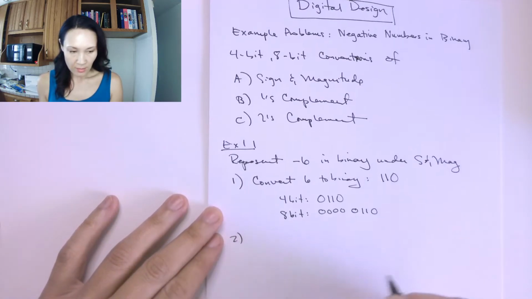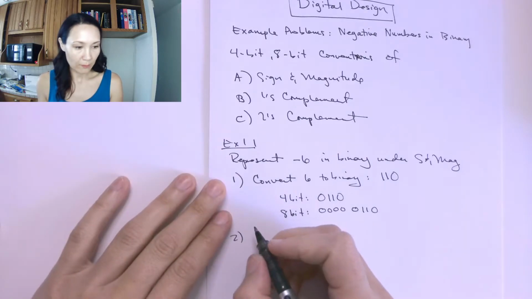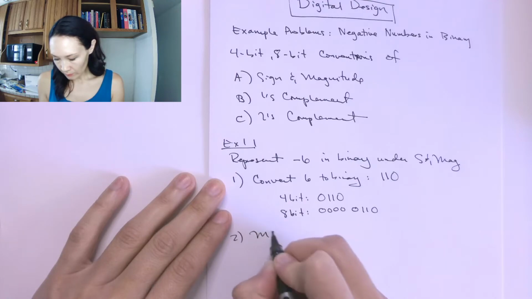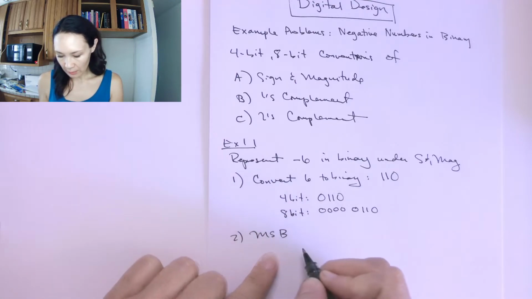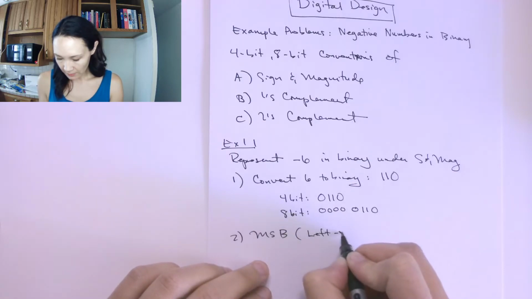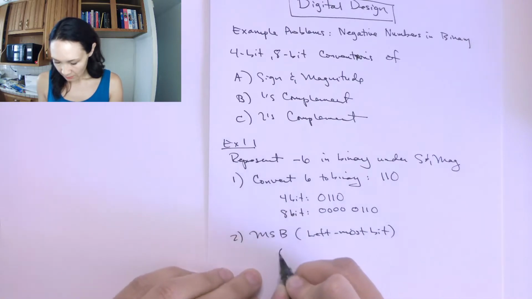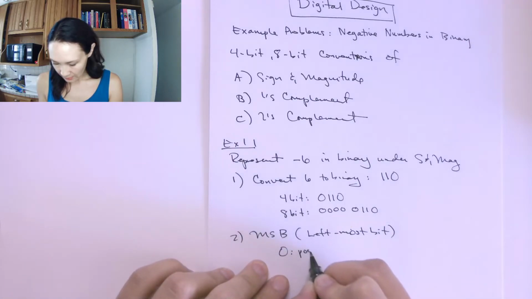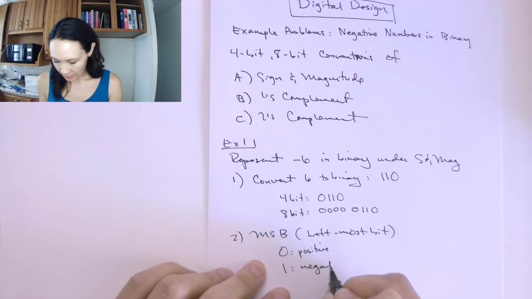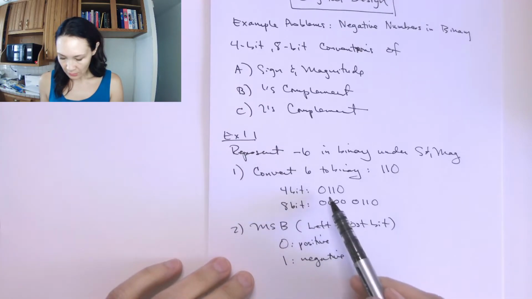Now the second thing we're going to do to represent this as a negative number in sign and magnitude form is we want to designate the most significant bit. So that is the leftmost bit. If it's 0, that is going to be a positive number. If it's a 1, that's a negative number. All right, so we have the magnitude 6.